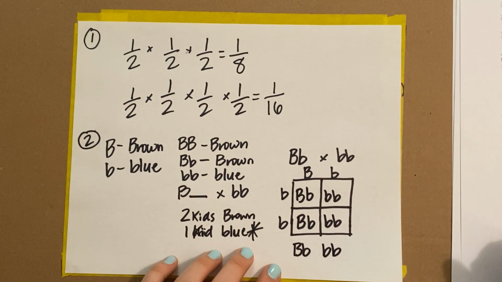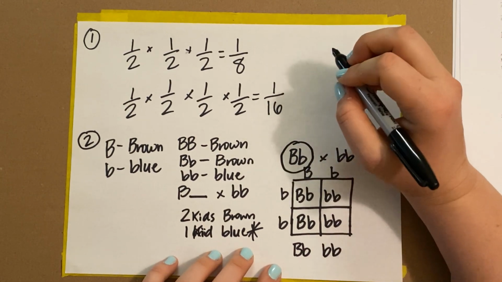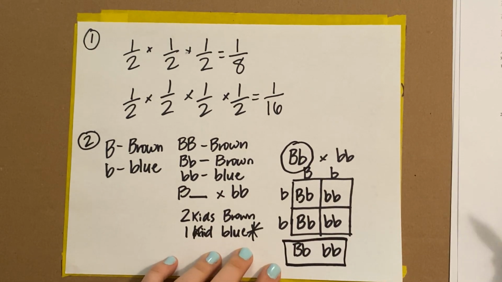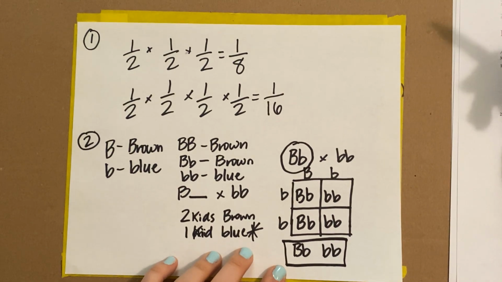So for this one, it says, what is the man's genotype? So the man's genotype is going to be this. And then it said, what are the genotypes of the children? These are the genotypes of the children, okay? They are always going to get a little b from their mother, so they have to have a little b there.